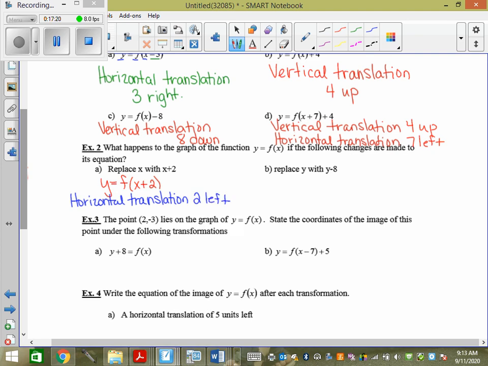This one we're replacing the y with y minus 8. So we're going to get y minus 8 equals f of x. So that's a vertical translation 8 what? Up. Because we can add the 8 over.